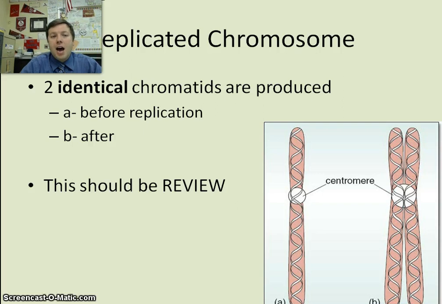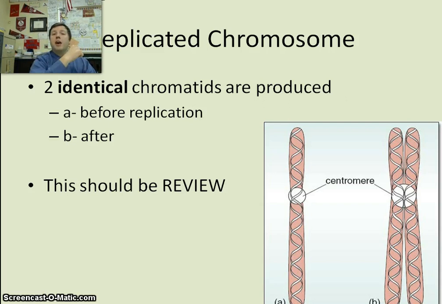So once the DNA copies itself, let's go back to our chromosomes. Remember that a single strand of DNA, once copied, becomes two sister chromatids. See how they make this classic X shape? This should be review. Again, we talked about it earlier. So you've got one single strand of DNA here.